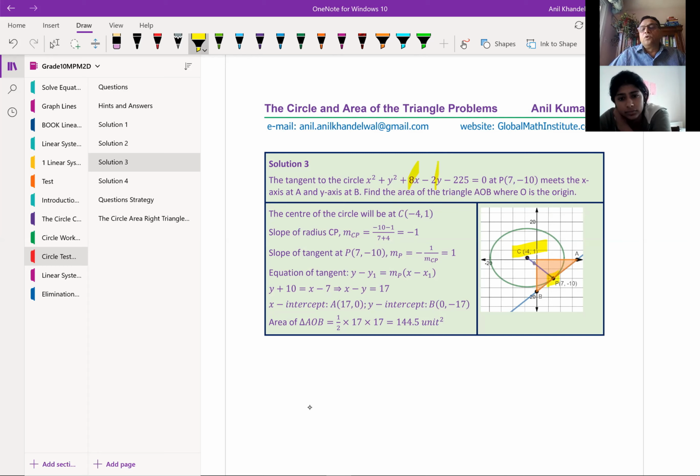We know that the slope of this radius is the negative reciprocal of the slope of the tangent, and that is what we take care of. We know the point P and the slope, and that helps us to find the equation of the line. And once you have the equation of the line, you can always find the x and y intercepts, and the product of those two intercepts with half gives you the area of the triangle. Done, right? Perfect.